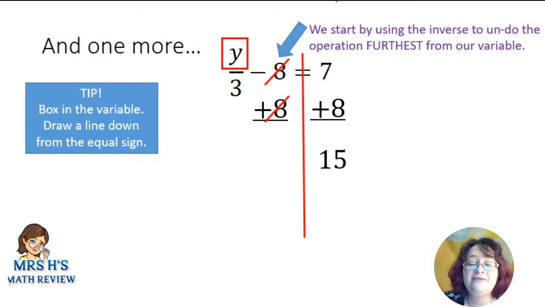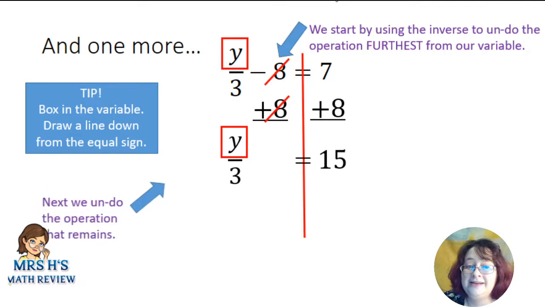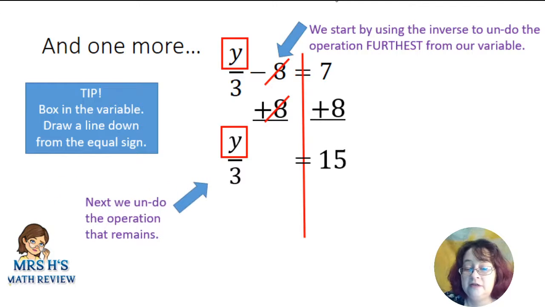So now I still have y over 3. Y is still boxed in. That can come down. All right, so now I need to undo the operation that's left. So y over 3, that means y divided by 3. So I have division. I need the inverse of multiplication. So I want to multiply by that 3 that's on the bottom.